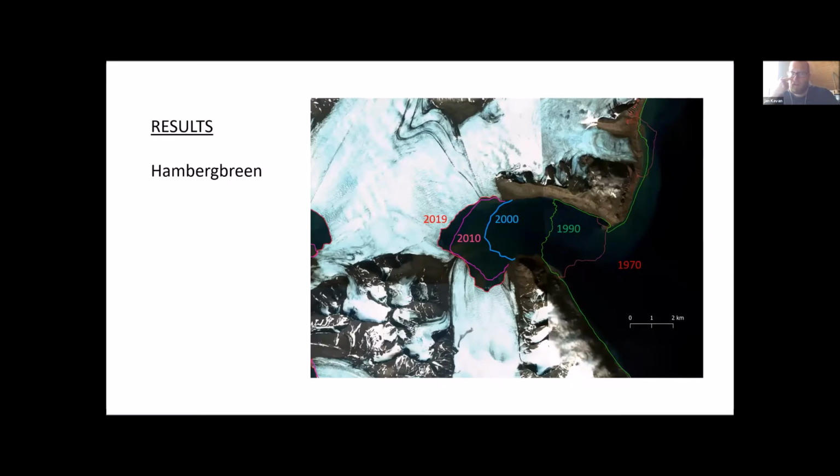Actually, there are about, I think, 10 or 11 glaciers that are covered by this old elevation model. And I will not present all of the glaciers, but just a few examples to show how it looks. So the first one is Hambergbreen. It's actually quite interesting because it's the one with the highest retreat rate, about 150 meters per year during the 50 years which are covered by the two models and satellite images.